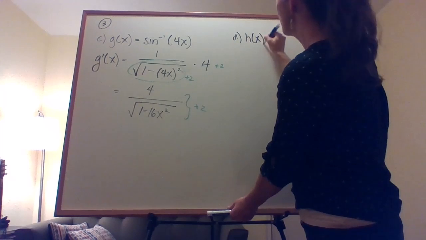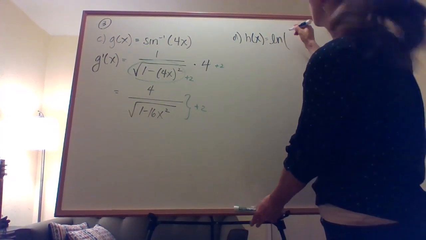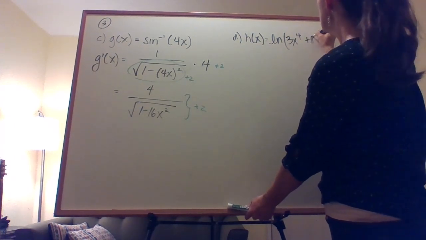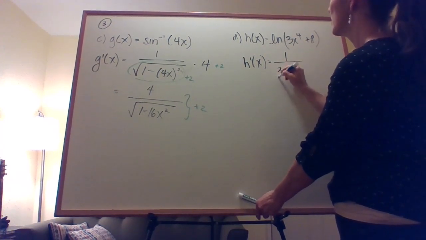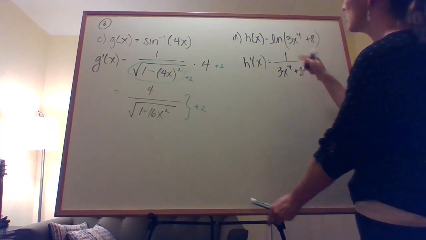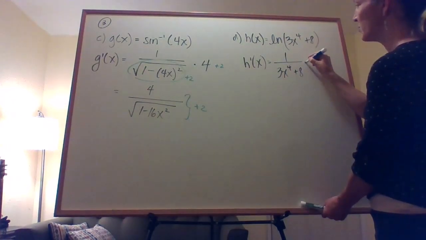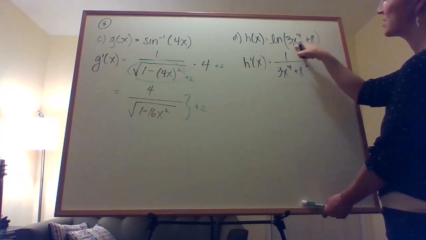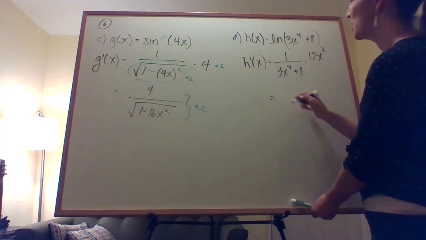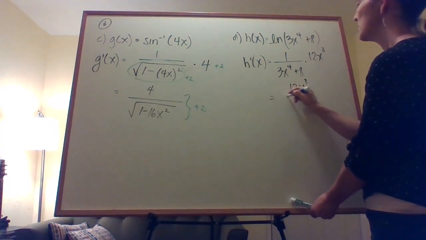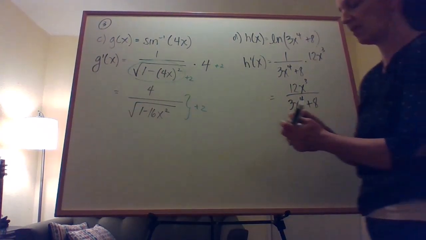Part D, I have h of x is equal to the natural log of 3x to the 4th plus 8. The derivative of the natural log is 1 over 3x to the 4th plus 8, right? Derivative of natural log is 1 over that something times the derivative of the something, applying the chain rule, and the derivative of 3x to the 4th plus 8 is 12x cubed. So I end up with 12x cubed over 3x to the 4th plus 8. That's my final answer there.